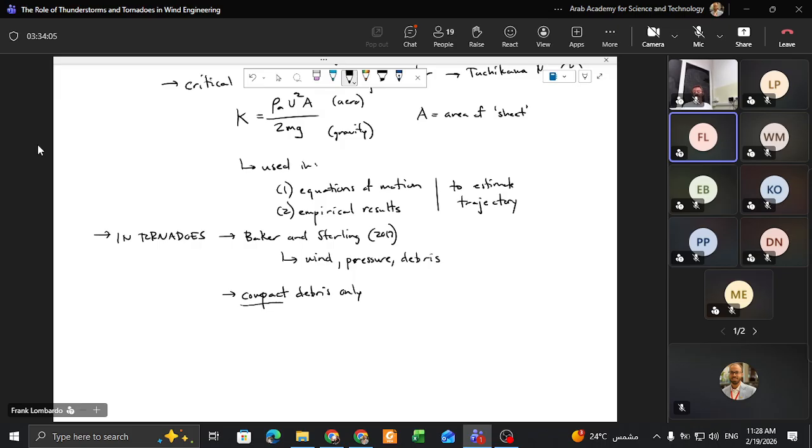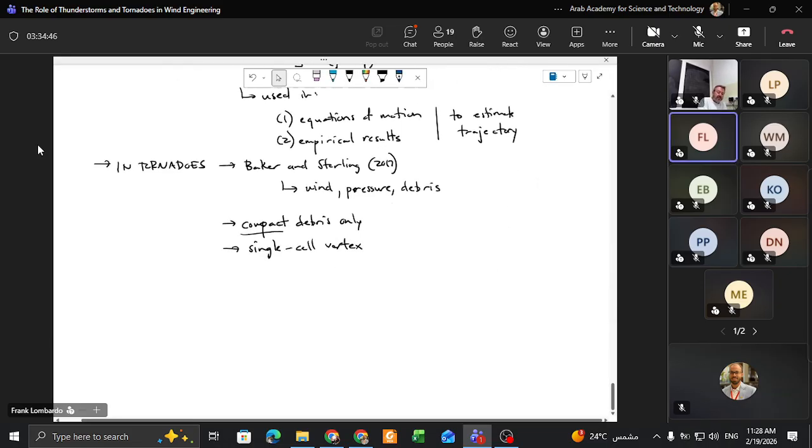Think about something like a sheet or a plate. If you throw it like this 100 times, it's going to go somewhere different because the orientation changes. It's hard to model the changing force and moment coefficients. For a sphere, you don't have to worry about that, so most of these consider compact debris. In this particular tornado model, they did derive a two-cell vortex, but the debris work has focused on a single cell vortex.